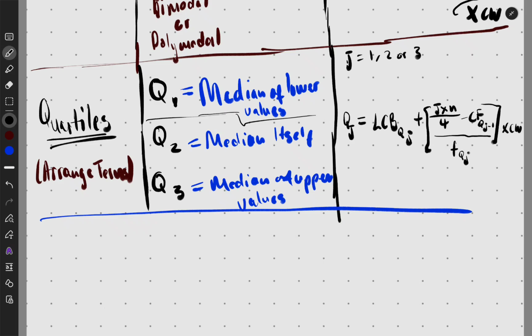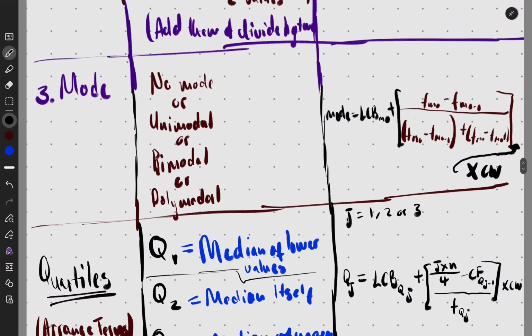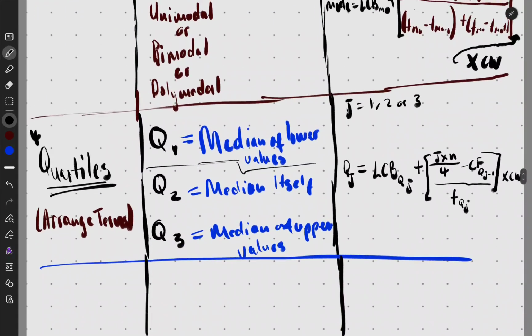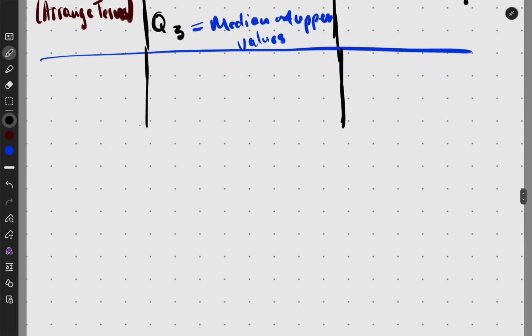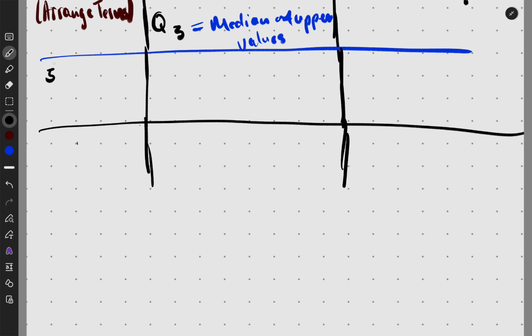So class width is a very important thing. Now, the last thing which I'm going to do for you. We are done. Remember, we needed to do 6. So this is 4. For 5 and 6, they're only there for ungrouped data, and it's just one formula each. So we'll talk about them more in depth.